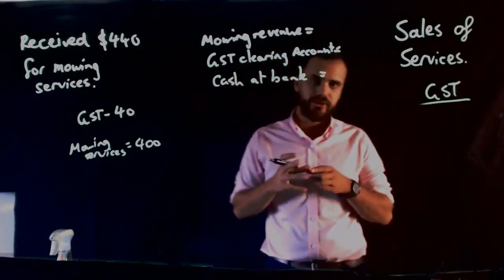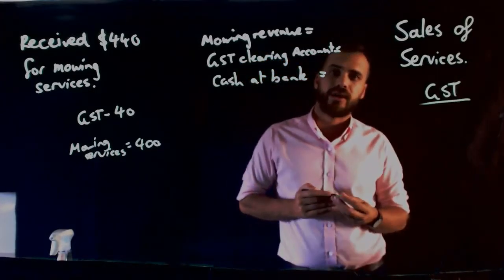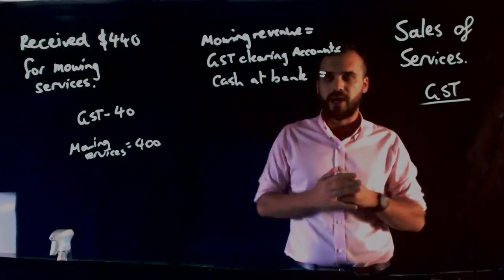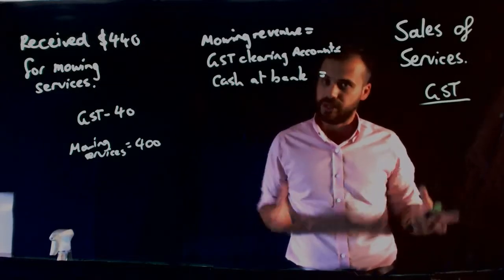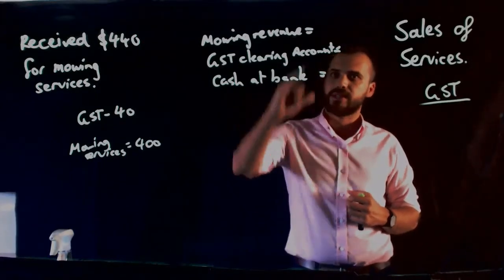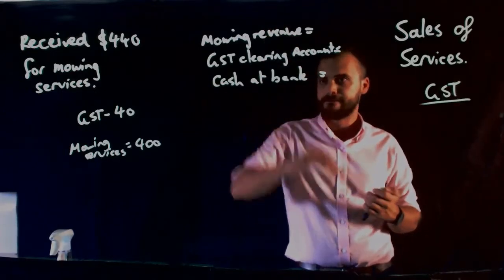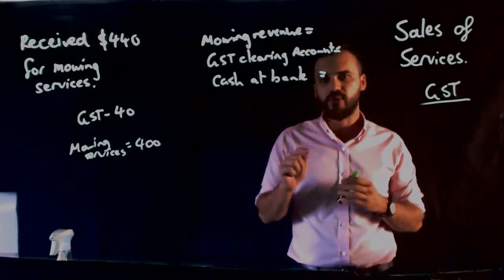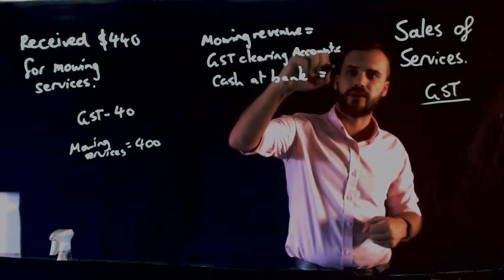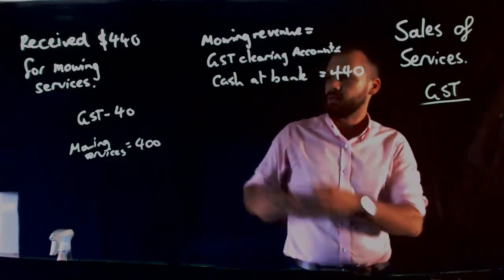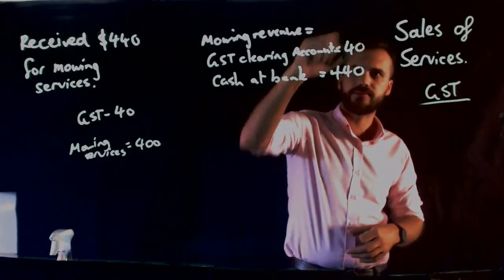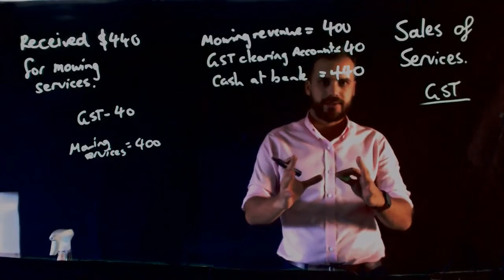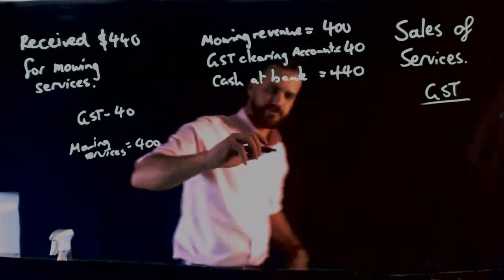Now, I'm going to show you how to do this without understanding the GST clearing account. Let's say you've just got no idea how that works, but you still want to fumble your way through the question and get it right. All we really need to do is get three numbers here. Received $440 for mowing services. Okay, so $440 went into my bank account. Great. GST, $40. Mowing services, $400. Okay. Now I just need to put that into my ledger.